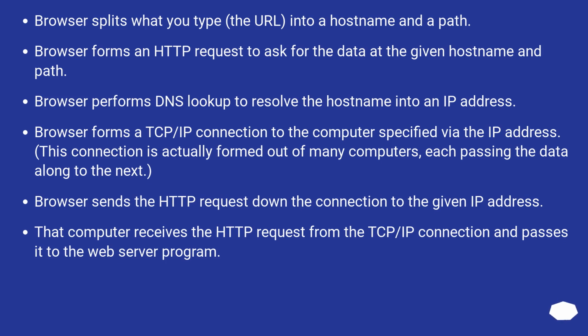Browser splits what you type, the URL, into a host name and a path. Browser forms an HTTP request to ask for the data at the given host name and path. Browser performs a DNS lookup to resolve the hostname into an IP address. Browser forms a TCP/IP connection to the computer specified via the IP address.